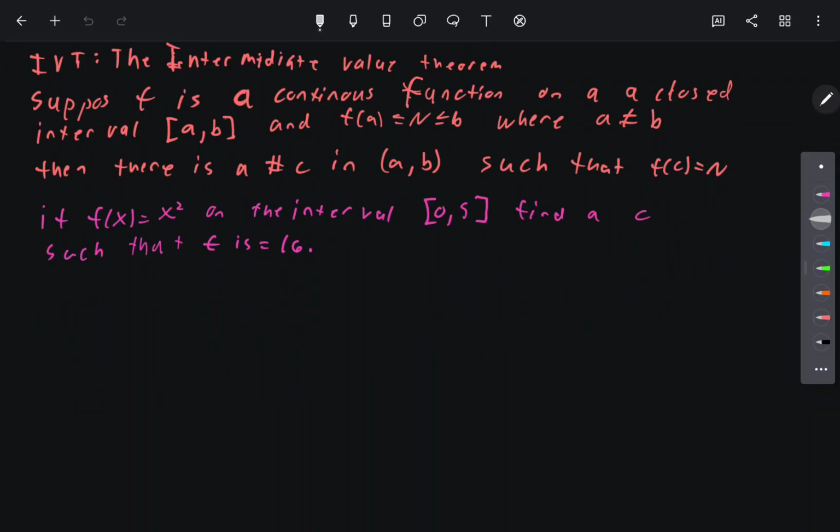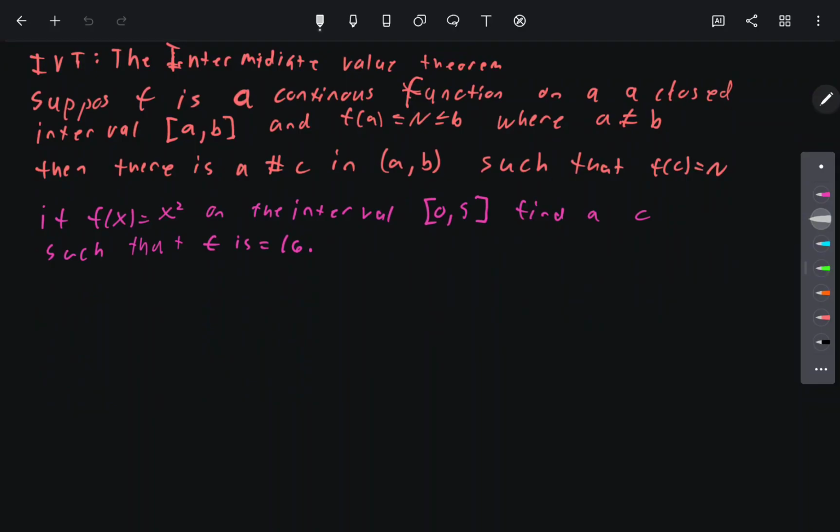But suppose f is a continuous function on a closed interval from a to b, and f of a is less than or equal to n, or less than or equal to f of b, where a does not equal b. There is a number c in the open interval a to b, such that f of c is equal to n. So if f of x is equal to x squared on the interval 0 to 5, find a c such that f of c is equal to 16.